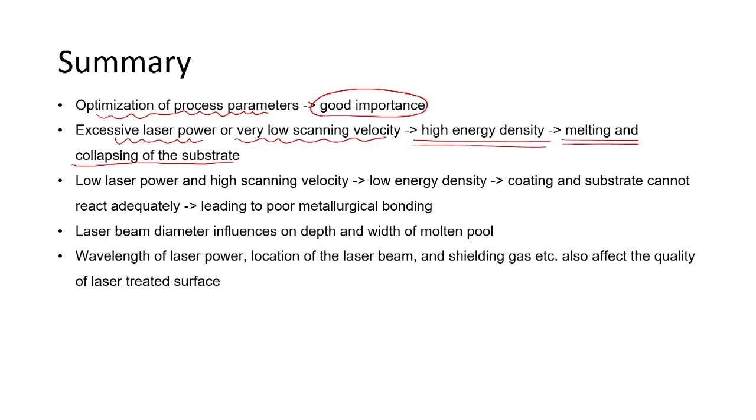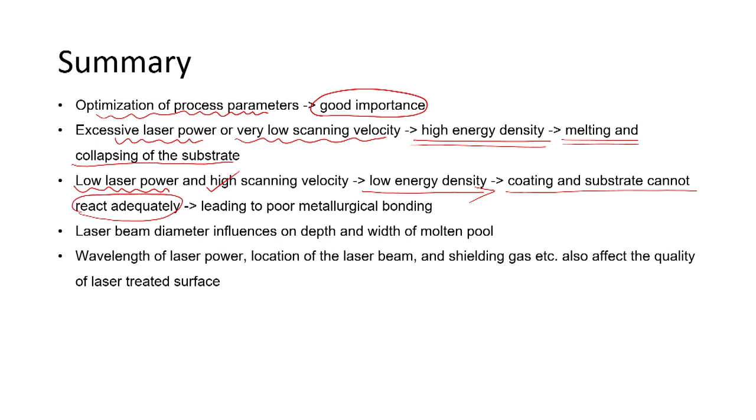If you apply low laser power and increase the scan velocity tremendously, then the problem would be that you will get low energy densities, and these low energy densities may not be sufficient for the coating. You may not have proper melting and mixing of this deposition material with the substrate material, and there may not be adequate reaction of the alloying elements with each other. That may lead to poor metallurgical bonding of the deposition material with the substrate material.